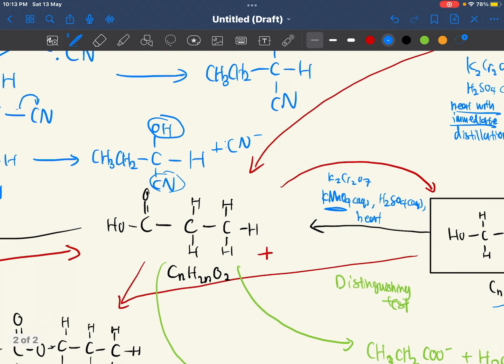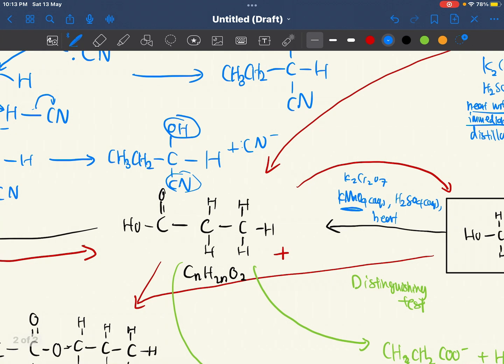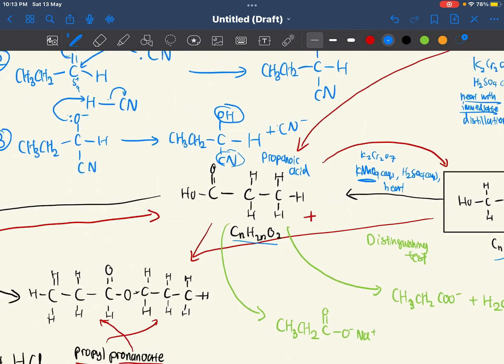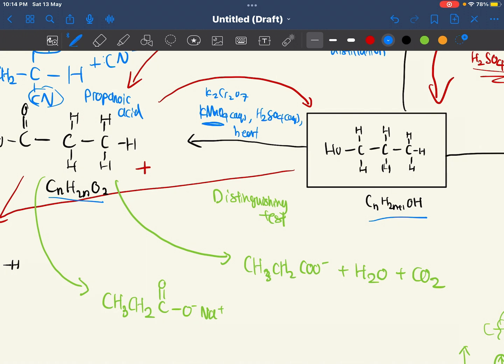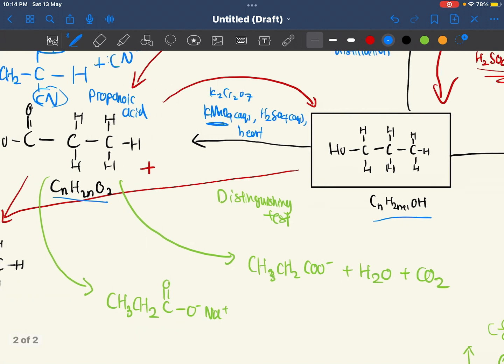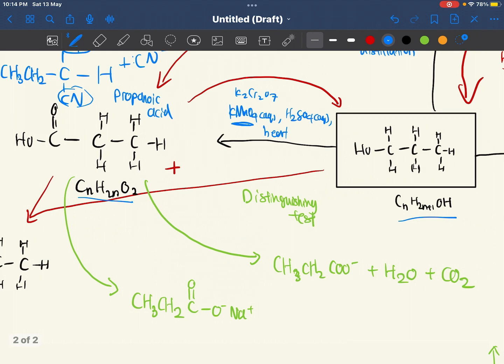So now we are looking at our carboxylic acid. Our general formula here will be CnH2nO2. Over here we're looking at propanoic acid. Carboxylic acid can undergo quite a number of reactions. The first one we'll look at is the distinguishing test. How do we distinguish carboxylic acid from any other compound? If you recall, carboxylic acid is the only acidic aliphatic compound here.